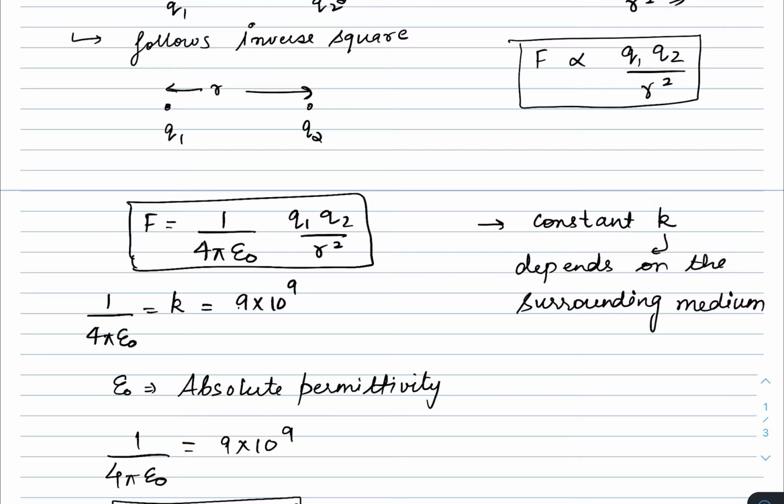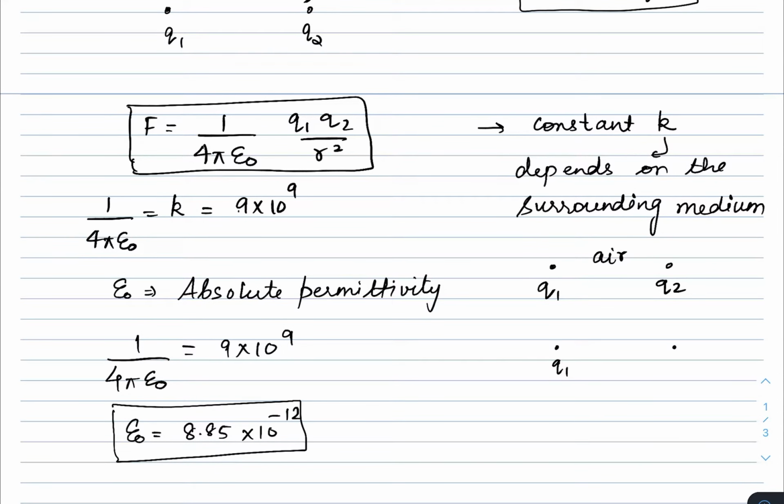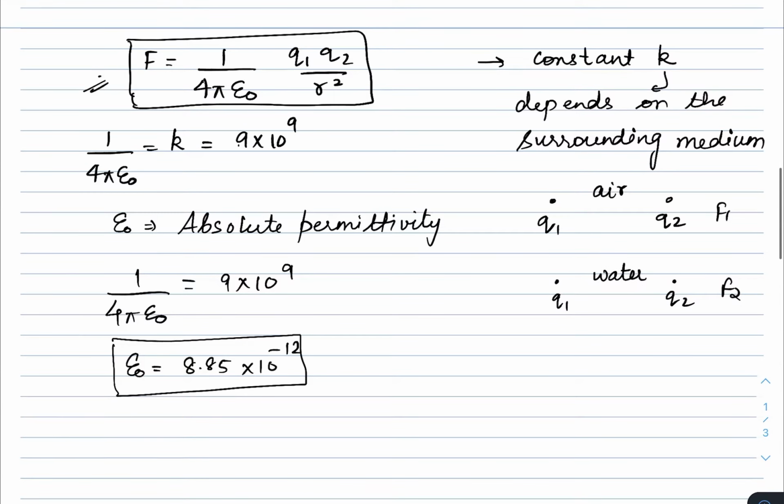What does that mean? If I keep the charges q1 and q2 in air, and then keep the same two charges q1 and q2 in another medium, say water, the forces F1 and F2 will be different. That means the force will not be the same, unlike what we studied in the gravitation chapter, where the capital G does not depend on the surrounding, whereas here the constant k, 1 by 4 pi epsilon naught, depends on the surrounding medium. So the formula that I have written here is for vacuum or air.